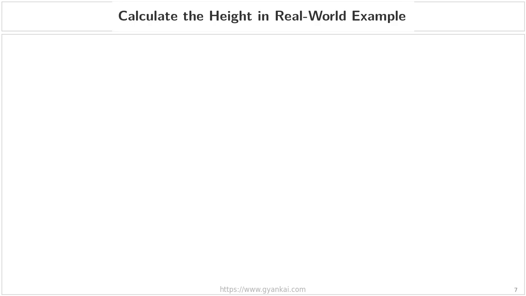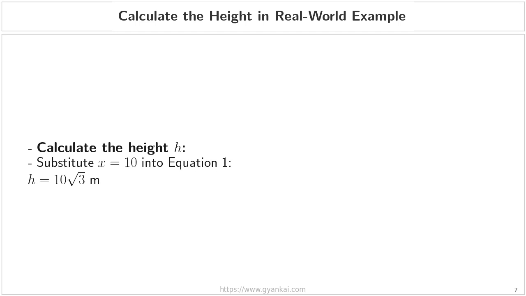Calculate the height in real-world example. Now that we have successfully found the value of x, which is 10 meters, we have reached the final step of our calculation, finding the actual height of the pole. To do this, we simply take our value for x and substitute it back into our first equation. Remember, equation 1 was h equals x times the square root of 3. So, by replacing x with 10, we get our height, h equals 10 times the square root of 3 meters.